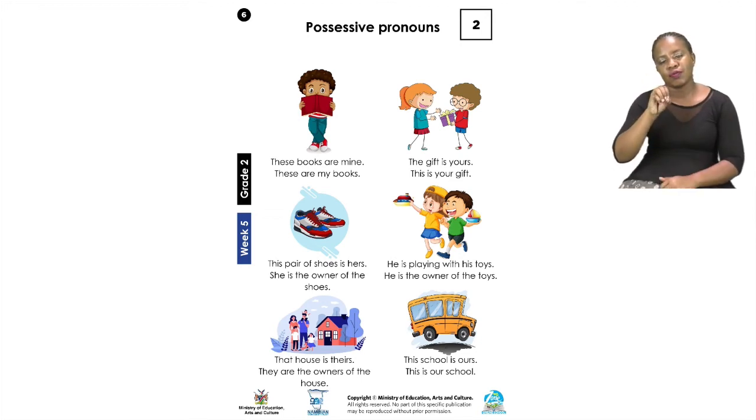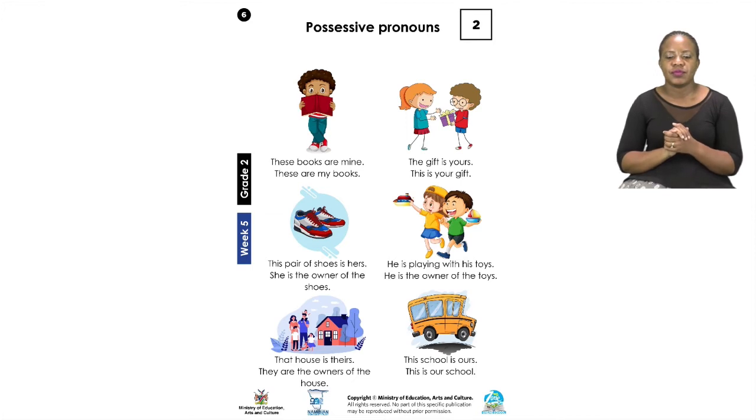Then we are moving on to the pair of shoes. Let's read the sentence there. It says, this pair of shoes is hers. The next sentence says, she is the owner of the shoes. So we know that these shoes belong to her. If we wanted to use two words, we would use her shoes or her pair of shoes.